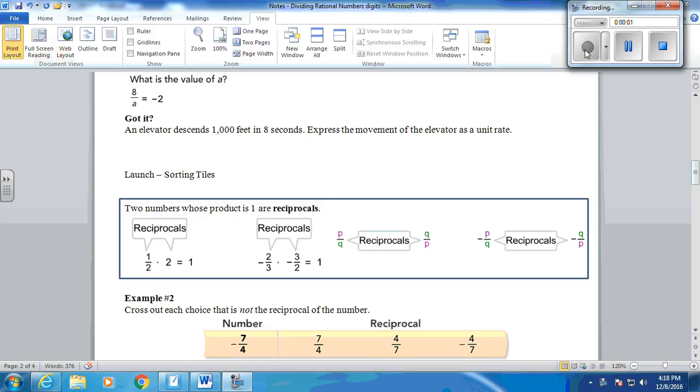Surprise! Even though I'm not in the classroom, I'm still here. We are going to continue going over the notes from yesterday on dividing rational numbers.